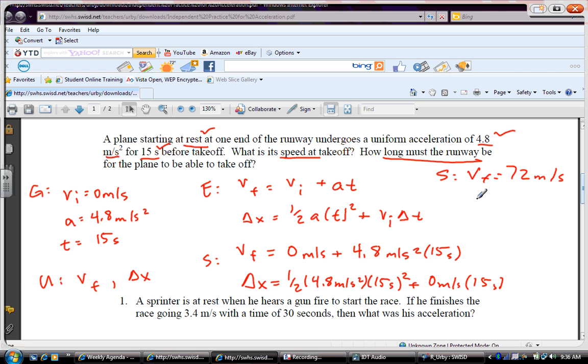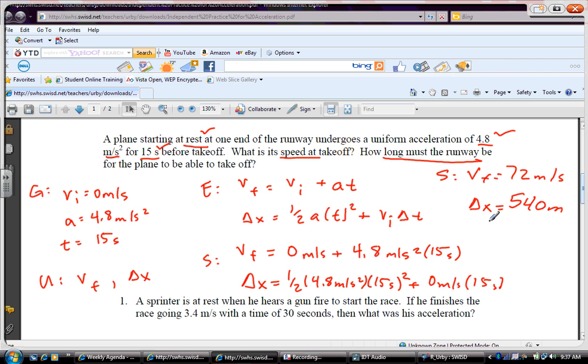For the change in position or displacement, when we go ahead and do this in our calculator, I always start with the 15. So I would take 15 and square it here. And then we're going to multiply it by 4.8. And then we're going to multiply it by 1/2. Okay, so this comes out, when you do this side right here, it comes out to be 540. And then we're going to add it to this. But anything times 0 is 0. So we're going to be adding 0 here. So our answer is going to remain 540 meters.